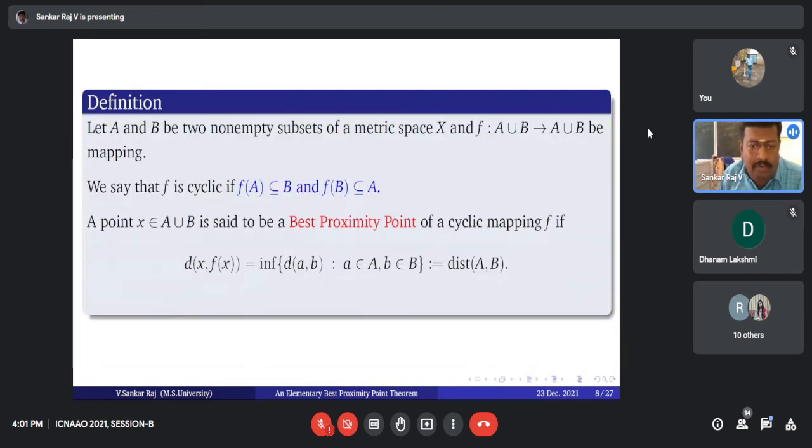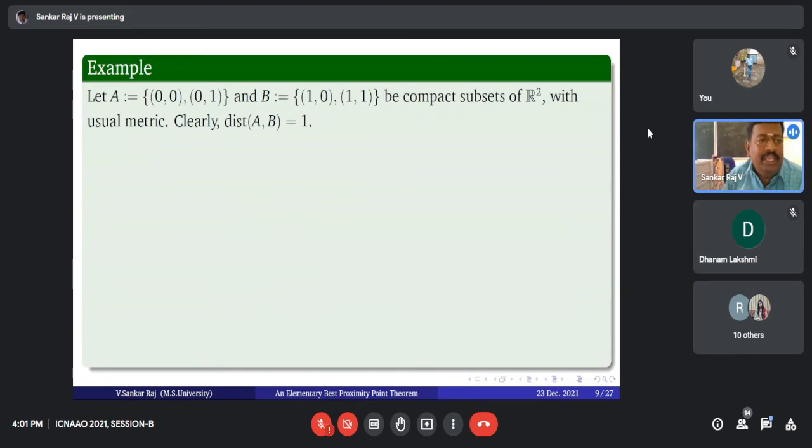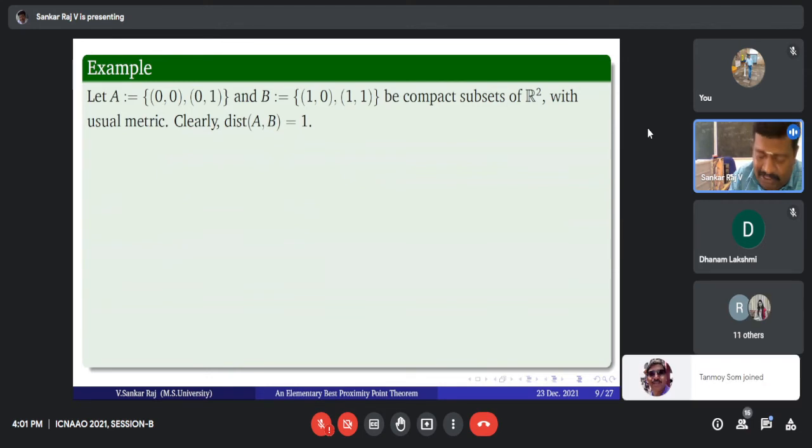Okay, now we are going to give one simple, very elementary example. You take A as the points (0,0) and (0,1). B is another set of points, (1,0) and (1,1). You can easily visualize this in R2. So A and B are two sets with the usual metric. Clearly, the distance between A and B is equal to 1.